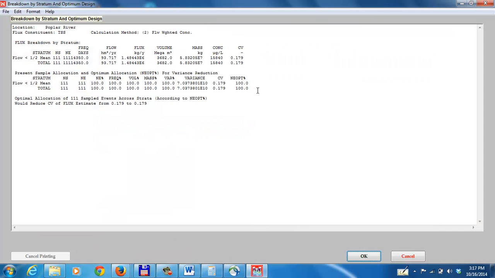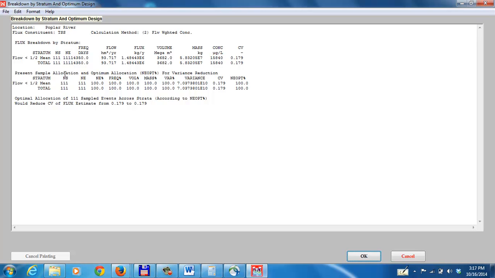So if we look at this output, here's the breakdown by stratum. We can see the coefficient of variation is 0.179 for the load estimate. This is with method number 2. Method 6 would give us some other coefficient of variation, and the actual optimum sampling will be dependent on the method. But as I indicated before, as we do more stratifications, the methods approach each other in terms of the estimated load, and also the coefficient of variation.